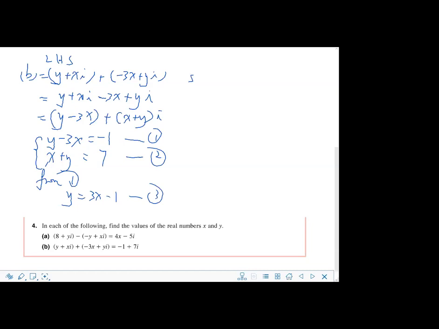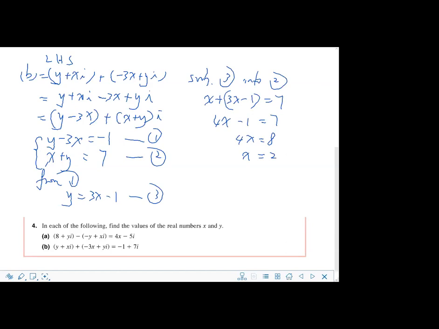And we will substitute equation 3 into equation 2. Okay? Equation 2 is x plus y, but we will change the y to be 3x minus 1. Okay, so it's 4x minus 1 equals 7. 4x is equal to 8. Finally, x is equal to 2. Okay, so that is how we can find the x.